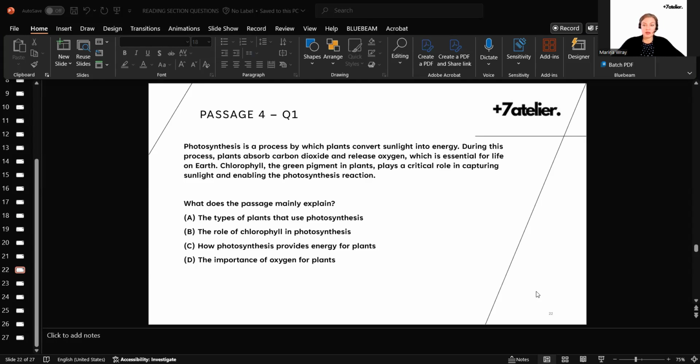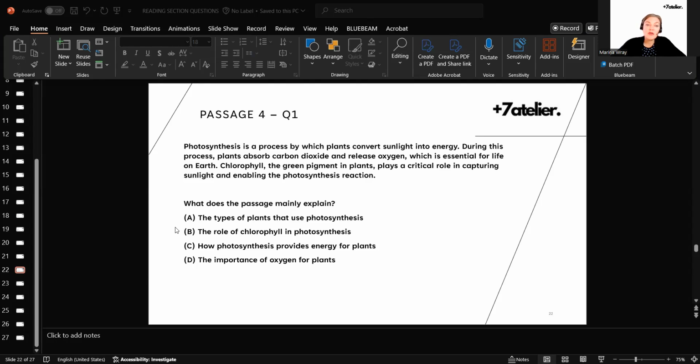Let's answer the first question together. Let's read it first. What does the passage mainly explain? And you'll find questions like that in the exam as well. So it asks you to basically rephrase and put in your own words the main meaning of the passage. And the potential answers here are as follows.